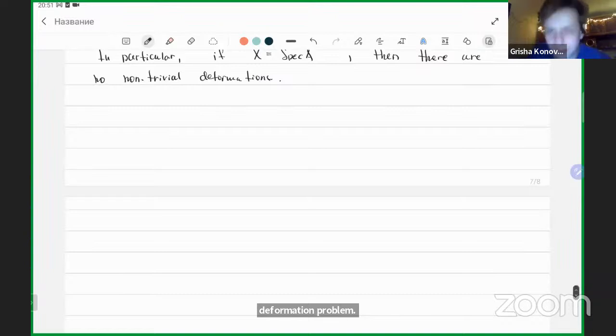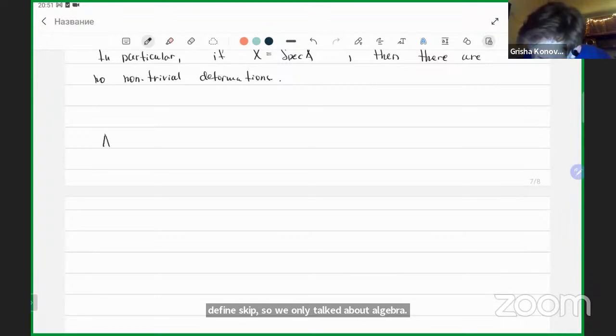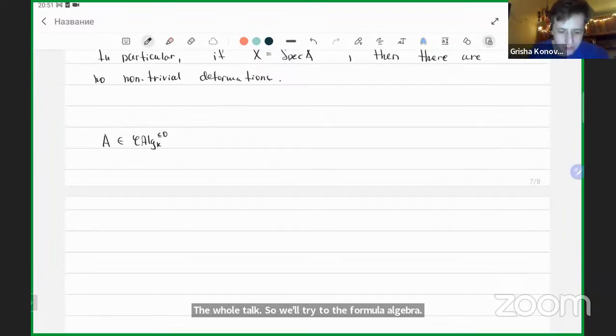So now we will be deforming an algebra, not a scheme, because we didn't define schemes. We only talked about algebras throughout the whole talk. So we will try to deform an algebra. Let's fix a commutative differential graded connective algebra A.